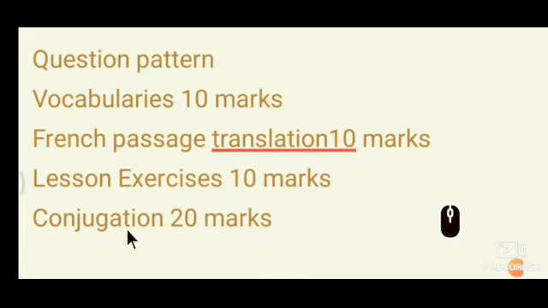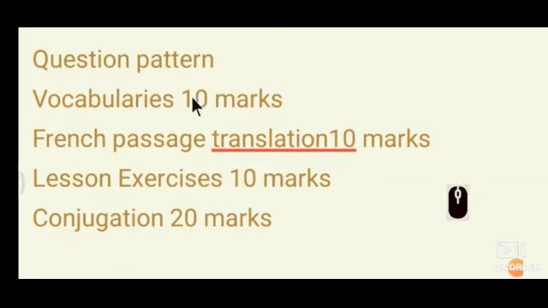Last but not the least, conjugation. Both lesson 1 and lesson 2 have conjugation. Since you are in 7th standard, you will have ER and IR conjugation, I guess. ER and IR conjugation combined are there in lesson 1 and lesson 2. Nearly 5 to 10 conjugations are there. Out of the 10, I have asked 5. So it is a must to write and see the conjugation before you start writing the midterm exam. That is the way you will get 20 marks.